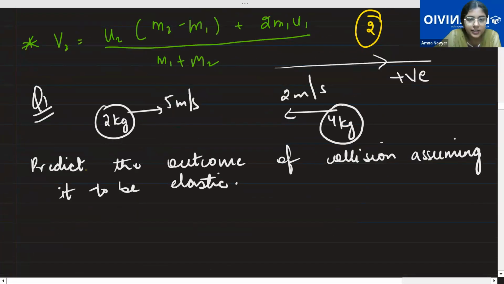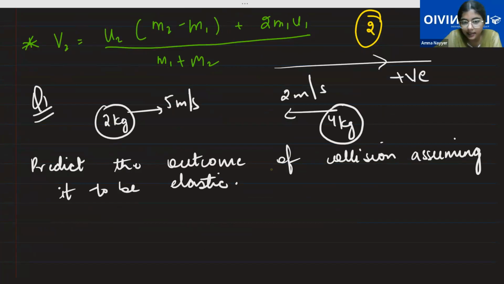Okay, let's see a question. This is: predict the outcome of collision assuming it to be elastic. When it says the outcome of collision, it means initial velocities are given to you, masses are given to you, they are colliding. Collision is also elastic. All these things have been mentioned. Outcome means what will happen. So first we need to find out what's the final velocity. If I say v1 is 0, what can I conclude about it? I can say the first body will stop after colliding and the second body moves with this velocity. That is what is meant by outcome.